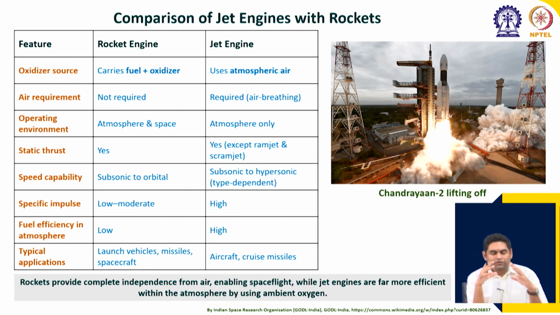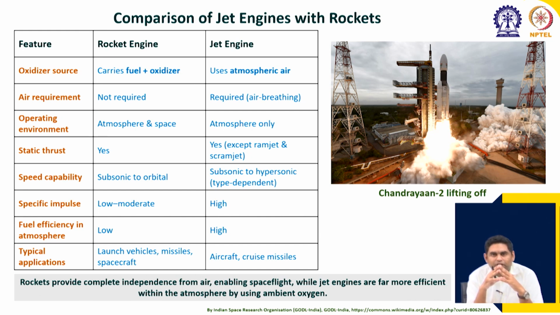So, finally, a quick comparison with rockets. Why are we going into comparison with rockets? Rockets are not jet engines, rockets are not part of jet engines. Rockets are not air breathing engines; jet engines need air for the combustion to occur. Rockets carry their own oxidizer, so they do not need any air for their operation. But they can carry this oxidizer in the form of solid or liquid, whereas jet engines will use atmospheric gaseous air. Okay.